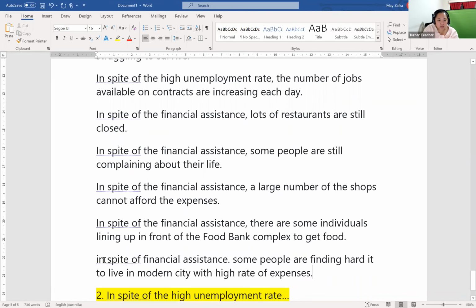In spite of financial assistance, some people are finding it hard to live in modern cities with high rate of expenses. Yeah, good.